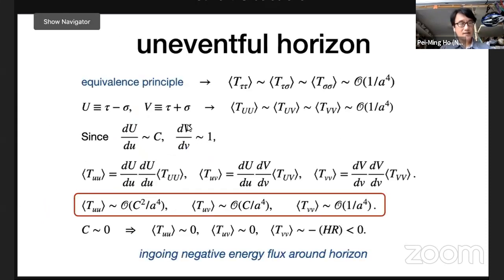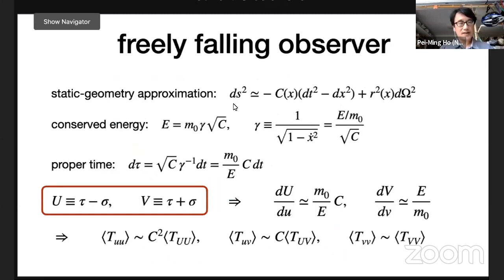To show that you have this dU over du going like C, it's a standard calculation. You just consider a freely falling particle in this background geometry. To simplify the derivation, you can consider a time-independent conformal factor because the time it takes is short. So this conformal factor would not change much. This will be clearer a little bit later if you are a little bit suspicious about this.